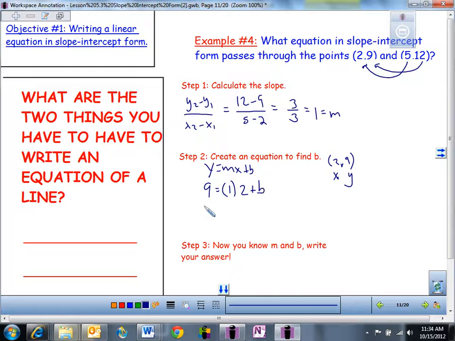So I can plug and chug. 9 equals 2 plus b. So I have 7 for b because I subtracted 2. So now I know what my m is. And now I know what my b is, so I can write my equation.